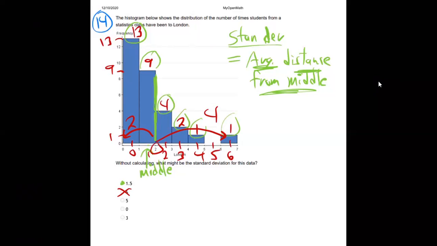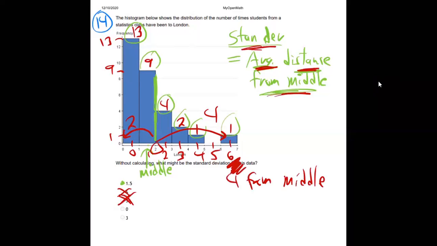If the middle is 2 times, let's say, for example, might be 1 time, whatever, 1 or 2 times, say 2 times. If the average person's been to London 2 times in this class, nobody's 6 from the middle. Nobody's been 6 more than the middle or 6 less than the middle. You can't be 6 less than the middle. Nobody's been 5, right? The person that's furthest from the middle, this person that's been to London 6 times, they're 4 from the middle, aren't they? 4 from the middle. And they're the most extreme value, right? If the middle's 2, the average person's been 2 times, they're 4 from the middle. And remember, standard deviation is the average distance from the middle.